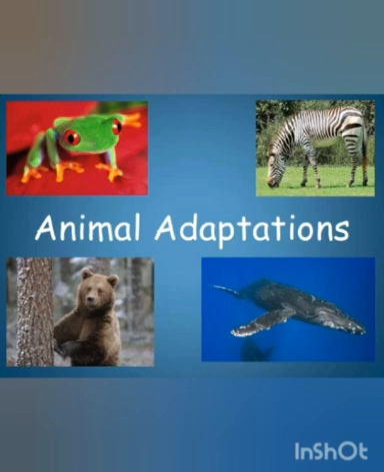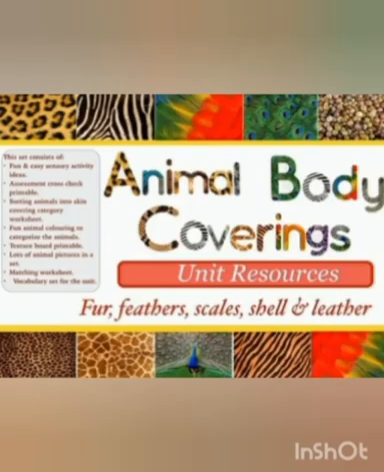The next topic is about adaptations. The changes in the feature or behavior of an organism that help it to survive in its habitat are called adaptations, or we can say adjustment to live in the environmental conditions. Different animals show different types of adaptations. It may be in their body coverings, their organs for breathing, their ways of movement, or their eating habits. So first we will see about body coverings.